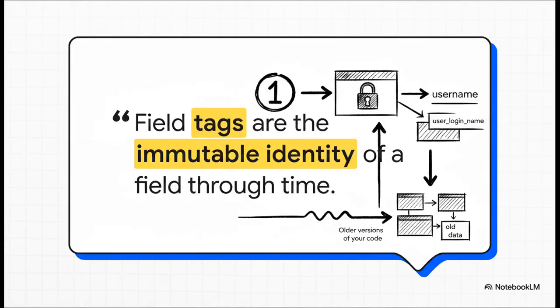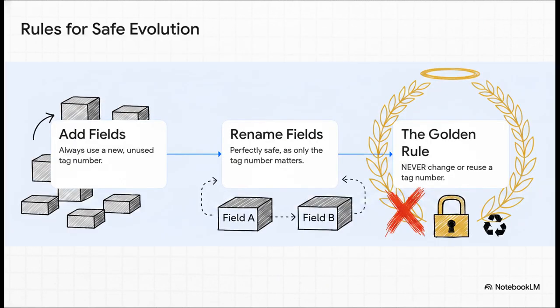And this is the magic trick, right here. That tag is the field's permanent ID. So you can go into your schema file and rename the field from username to, say, user_login name because it's more descriptive. But as long as that tag number 1 stays the same, all your old data written by all your old code is still perfectly valid. It just works. This one simple idea gives us a recipe for truly safe evolution.